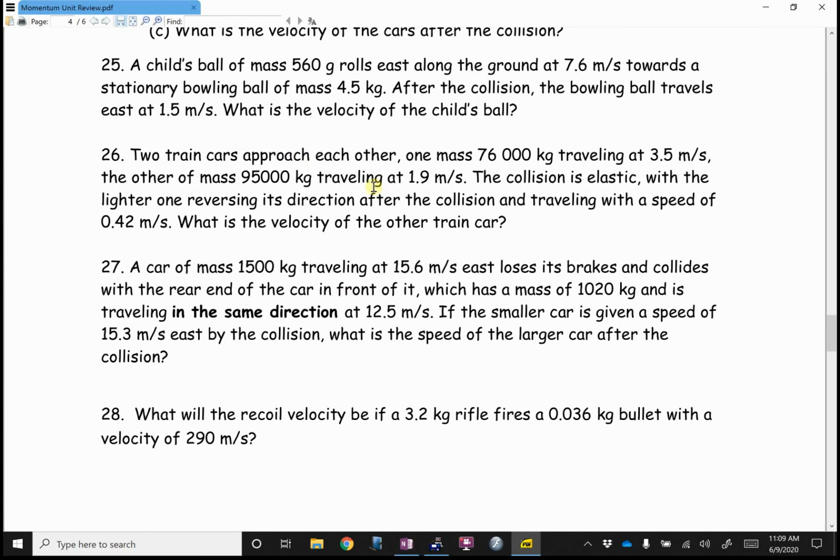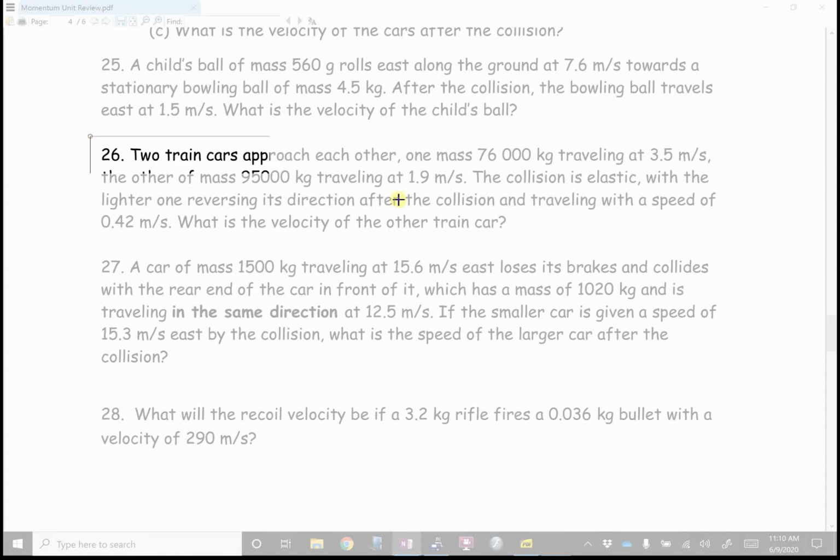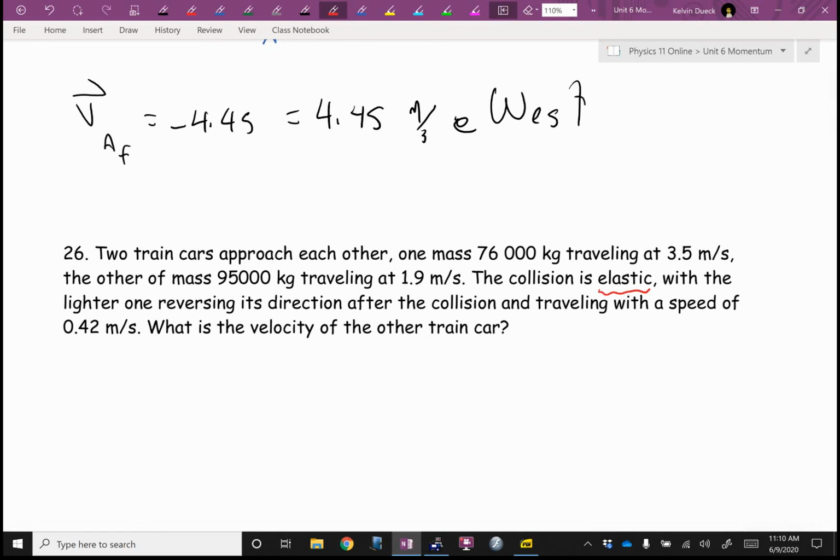Another train question. Mr. Dewick, you must not like trains. Yeah. So in this collision, they don't stick together. They bounce apart. It's elastic. And the lighter one bounces backwards off the train. Now, how realistic is that? I realize they'd probably just smoosh and stick together, but humor me. There is a collision. The sum of all the momentum we start with equals the sum of all the momentum we finish with.